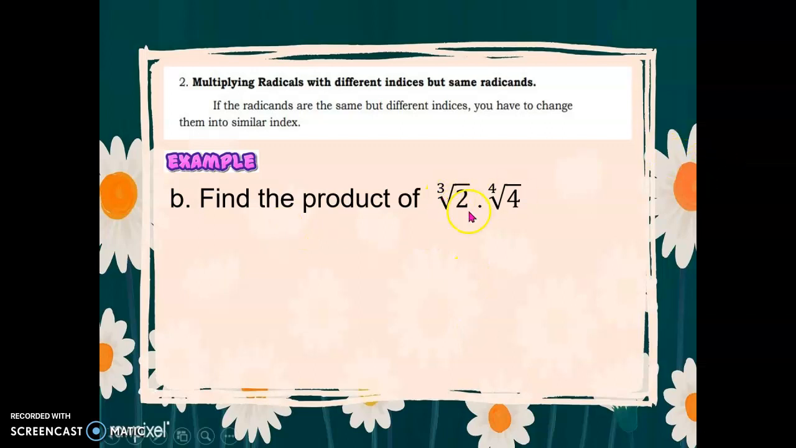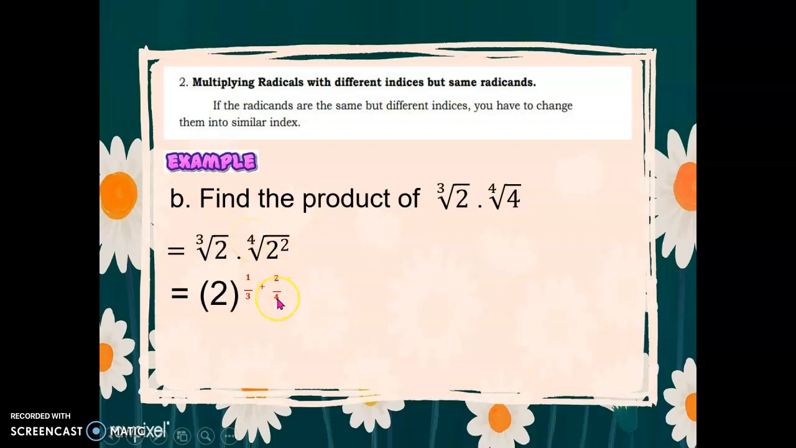Find the product of cube root of 2 and 4th root of 4. Yan. So, kailangan po kasi natin pareho ang base. Kaya po naging 2 raised to 2 kasi ang unang base natin is 2. Since ito ay 4, i-expand, kunin natin yung exponential form niya. So, 2 raised to 2 kasi 2 times 2 is 4. Same base na sila para ma-apply natin yung law of exponent. Kaya, 2 raised to 1/3 plus, ito exponent, ito denominator, kaya magiging plus 2/4.